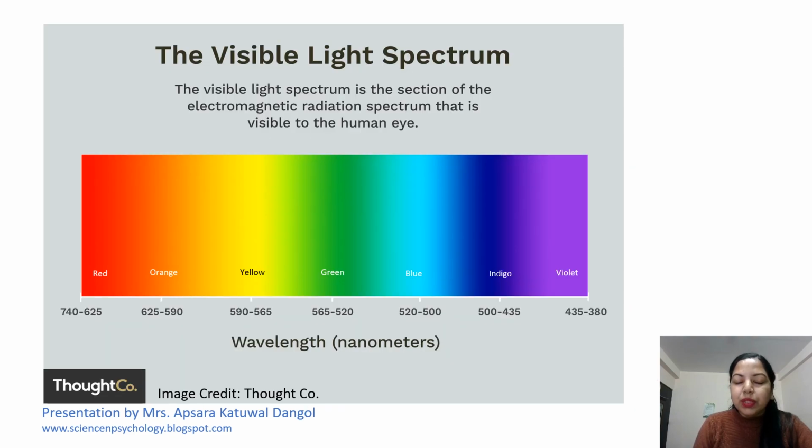The visible light spectrum, as you can see in the figure, is a section of electromagnetic radiation that is visible to the human eye. Here you can see the difference in the wavelength of each color. Violet is between 380 to 435 nanometers, and red is 625 to 740 nanometers. So each color has different wavelengths, as defined in the previous slide.